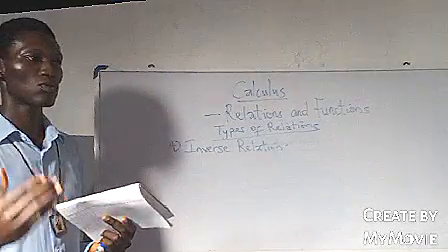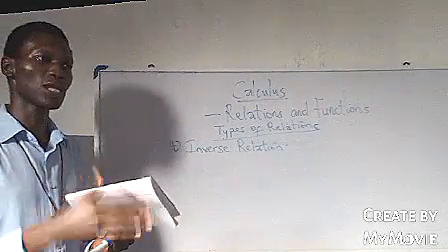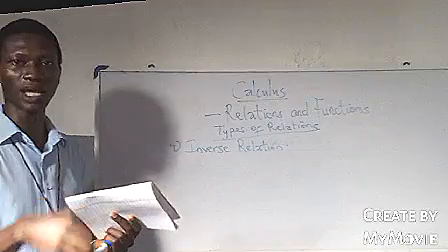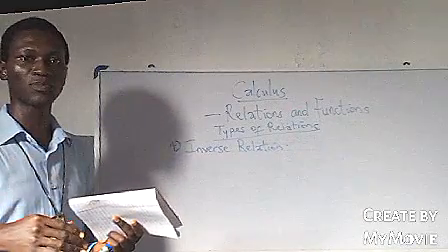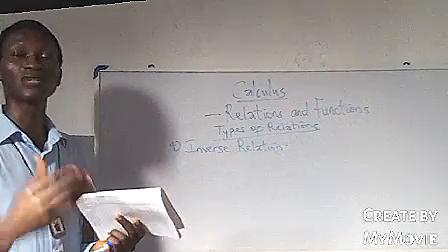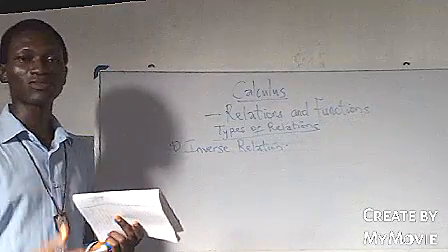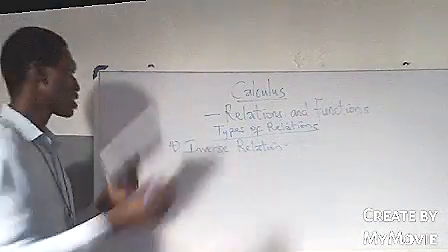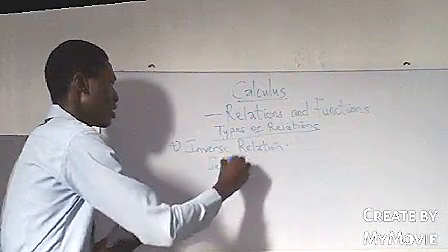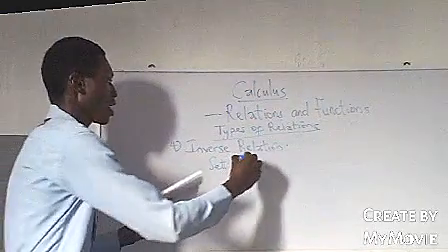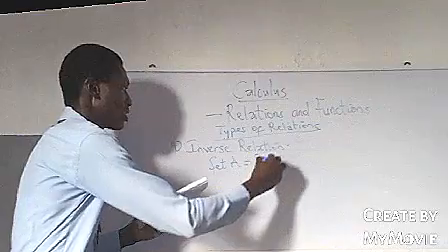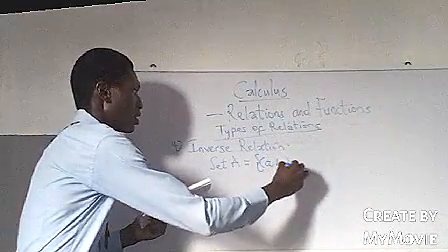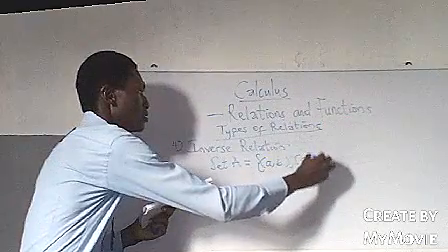So whatever the members of a particular set are, the inverse relationship is, for instance, if we say A is related to B, the inverse relationship will be B being related to A. So let's assume we have a set A and we're having A and B, and then we have C and D.